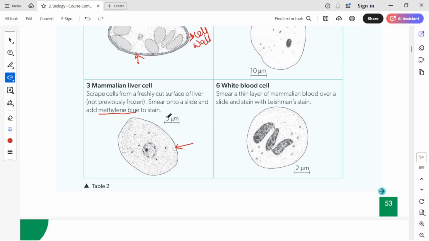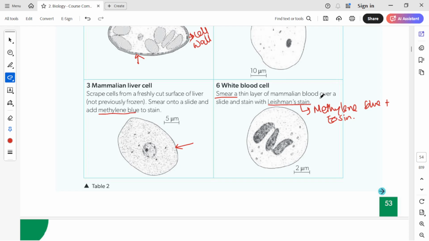Okay, so this is a 5 micrometer scale that is given. On this basis you can estimate the size of this cell. Okay, next is white blood cell. Now if you want to smear or stain any sort of blood cell, we use a Leishman stain, which is different, and it is basically a mixture of methylene blue plus eosin. It is basically used to stain the blood cells if you want to make any blood smear.